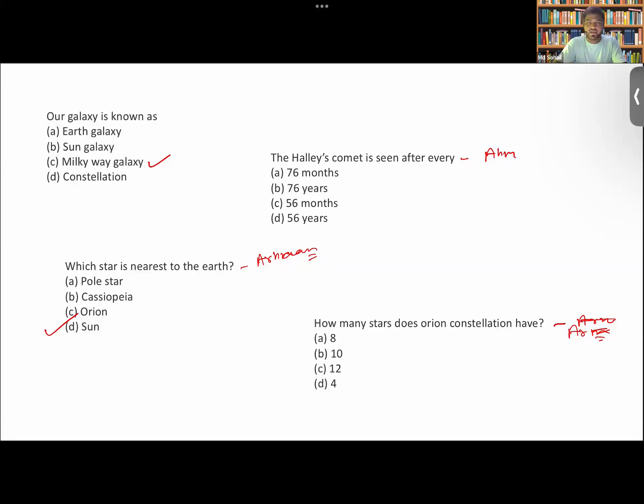Ahmed, Halley's comet, we discussed about it. I told you about it. There are some rare phenomena occurring in space. How many years does it take? 76 years. Good. 75 to 76 years. Not exactly 76 years. It could be 75 or 76. In different books we get different data. Okay. How many stars does the Orion constellation have? 10, sir. 10 stars. Okay, good.